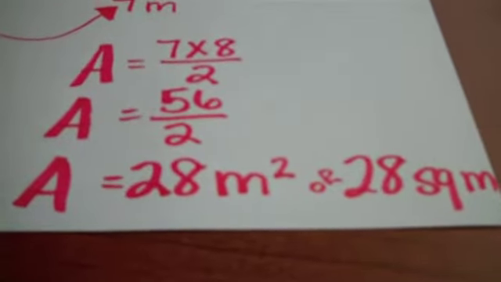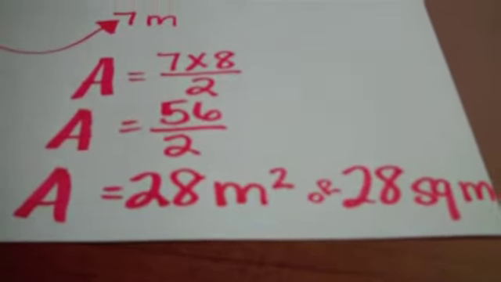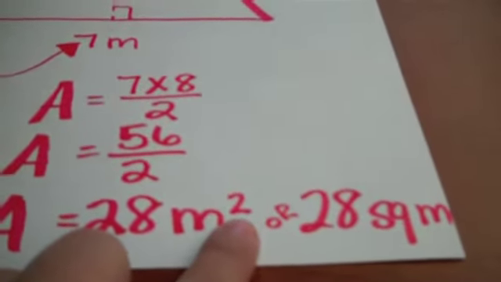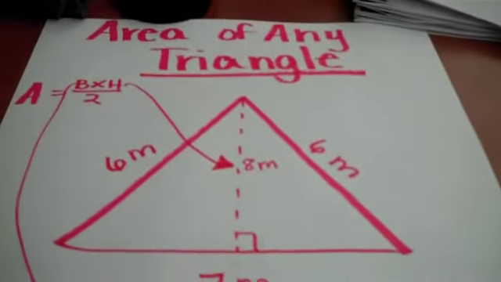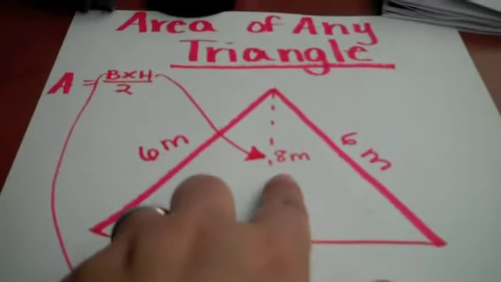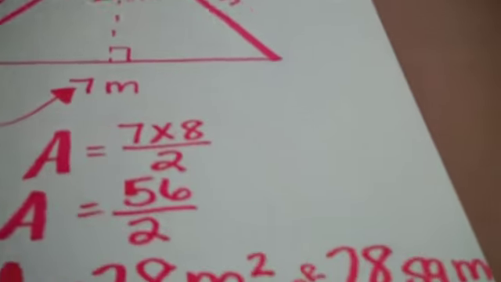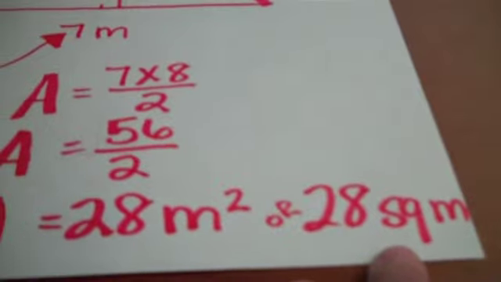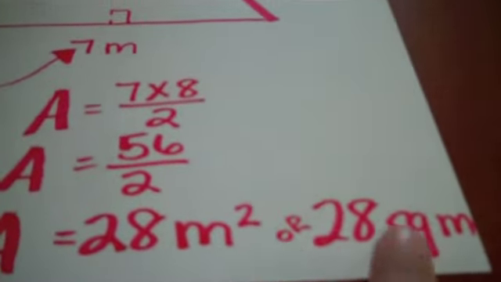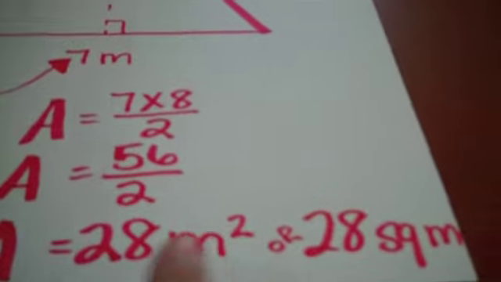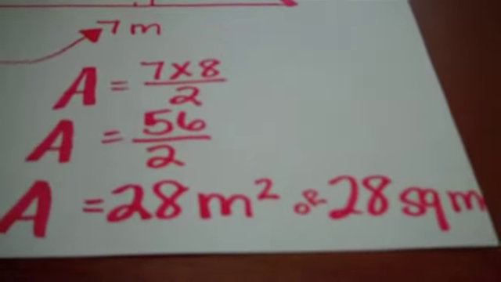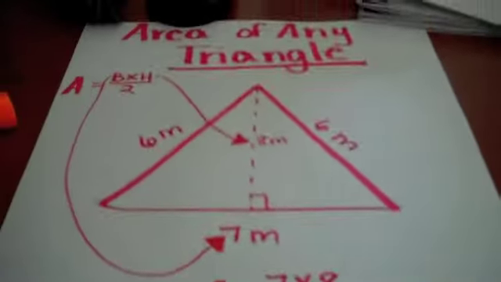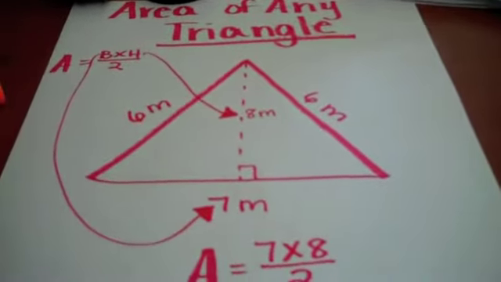Your student has two options for how they could write their answer. The first option is A equals 28 meters squared. The little tiny 2 above the meters symbol comes from our two different dimensions, the 7 meters and the 8 meters, that we multiply together to find 56. The other option for how your student could write their answer is 28 square meters. SQ means the same thing as this little tiny 2. Either one of these two answers is correct, but your student must choose one when writing the answer to an area problem. I hope this helps you in finding the area of any kind of triangle.